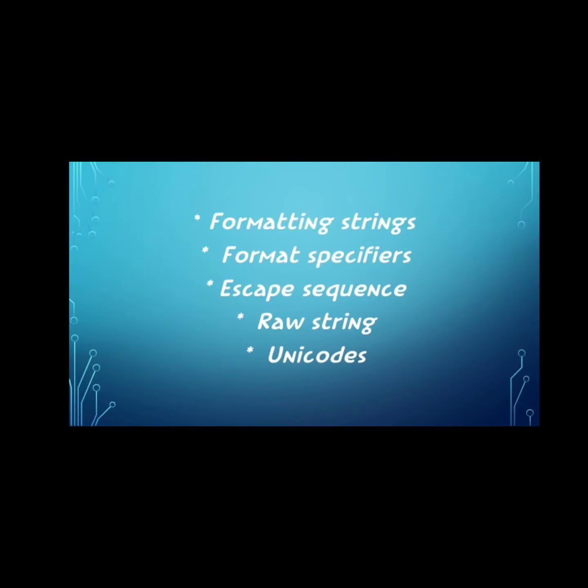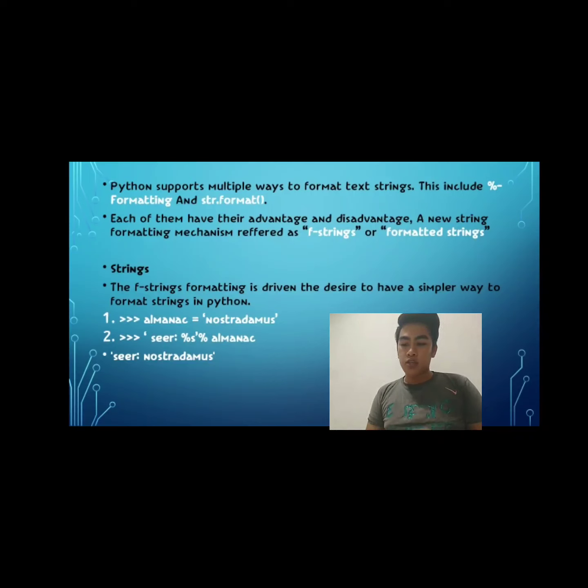Formatting strings. Python supports multiple ways to format strings. These include percent formatting and the str.format method. Each of them has its advantages and disadvantages. A new string formatting mechanism is referred to as f-strings, or formatted string literals. The f-strings formatting is driven by the desire to have a simpler way to format strings in Python.